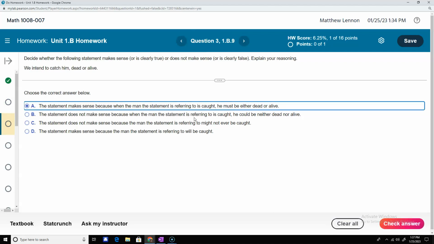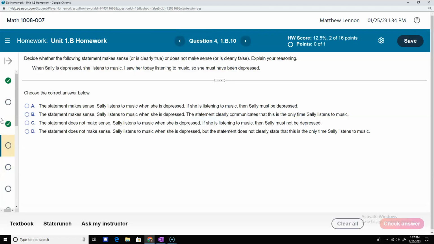B does not make sense: he could be neither dead nor alive. Well, that doesn't make sense. You have to be one or the other. And it does not make sense because he might not ever be caught. Well, it doesn't say he's going to be caught. It says we intend to catch him. So that should be A.